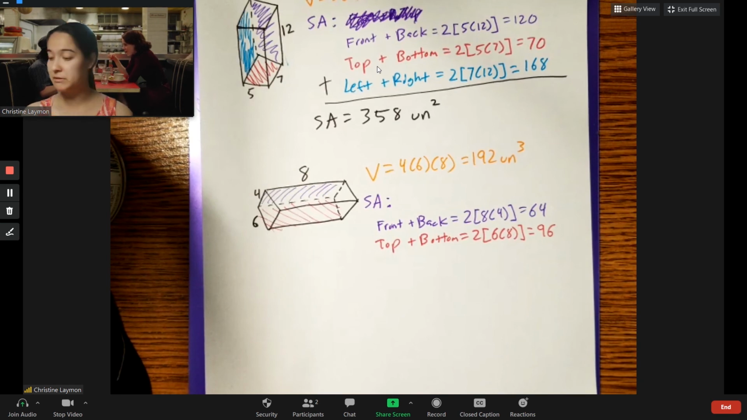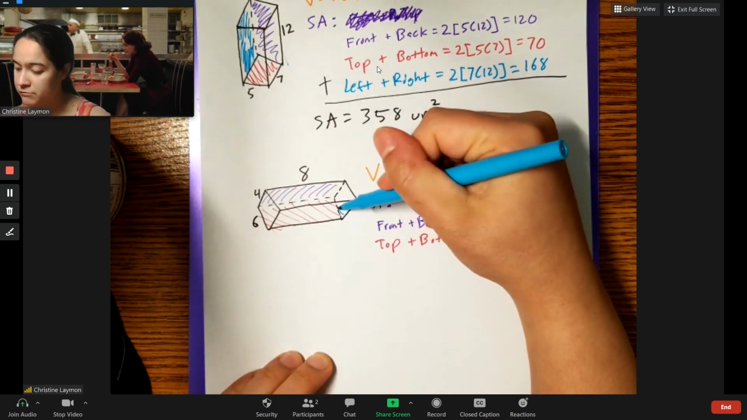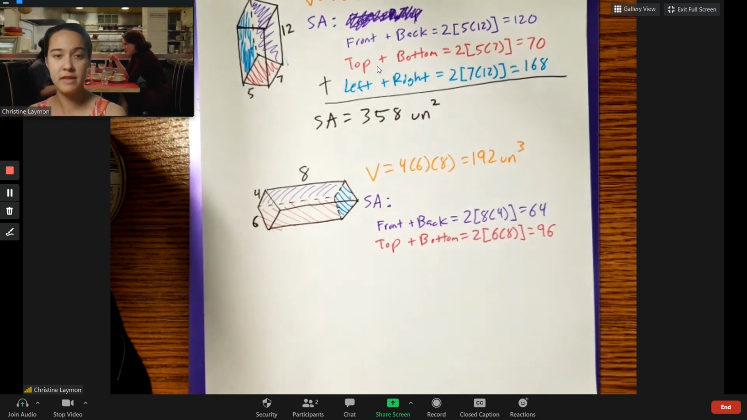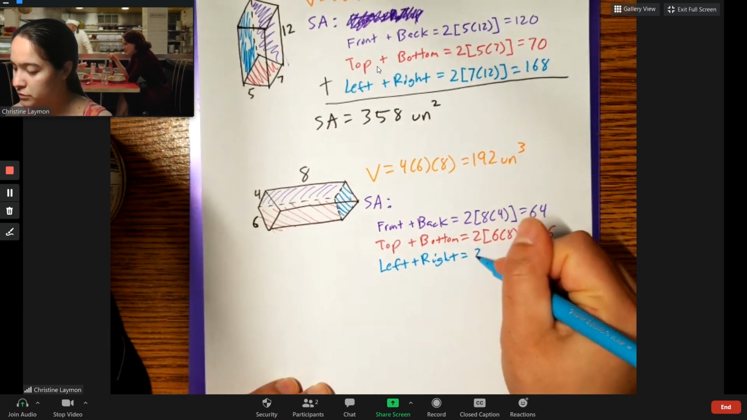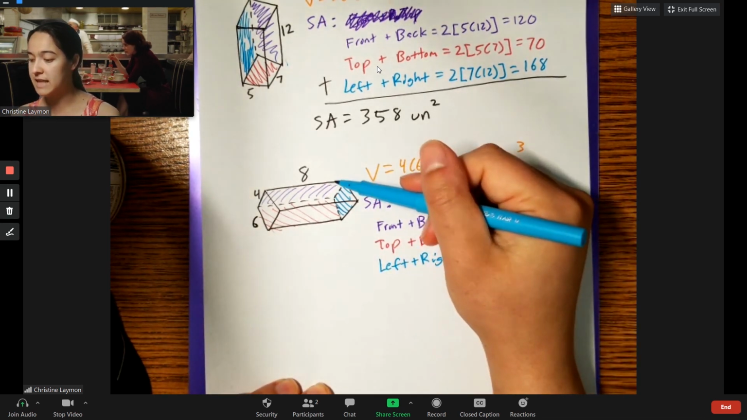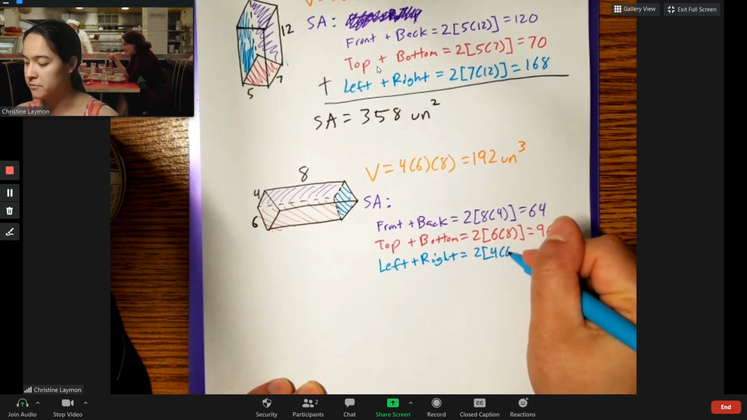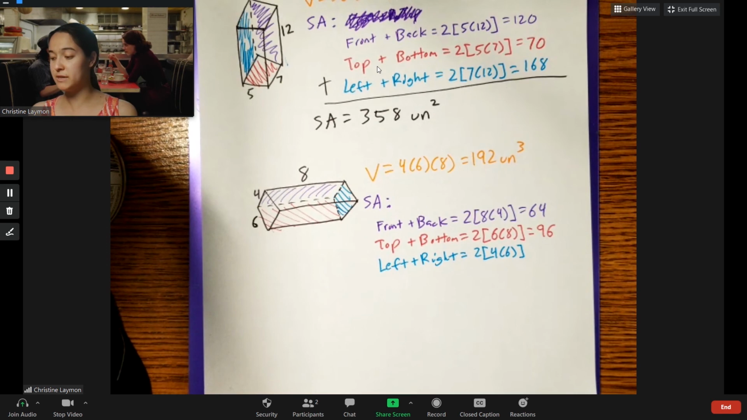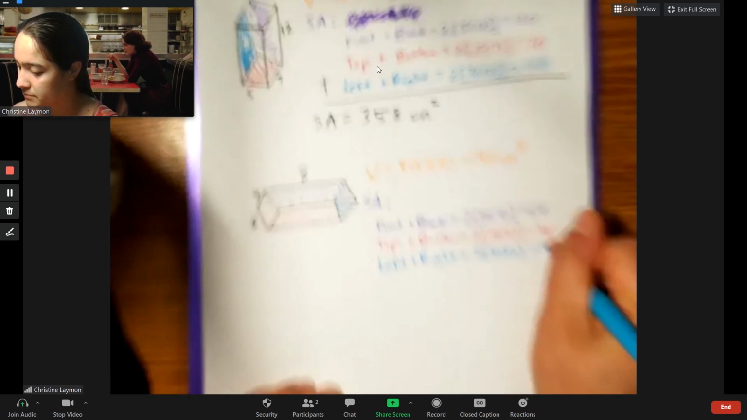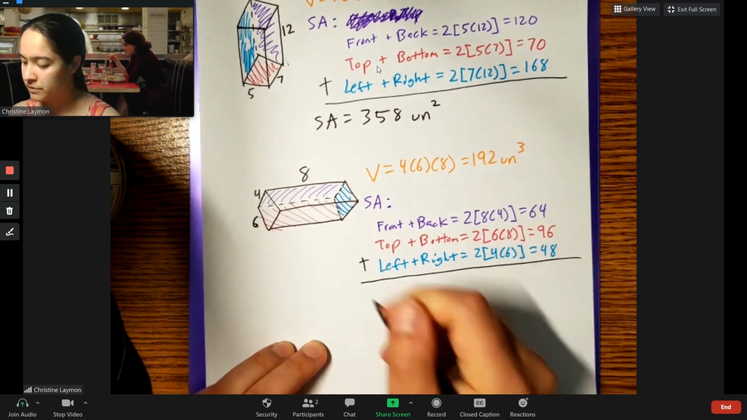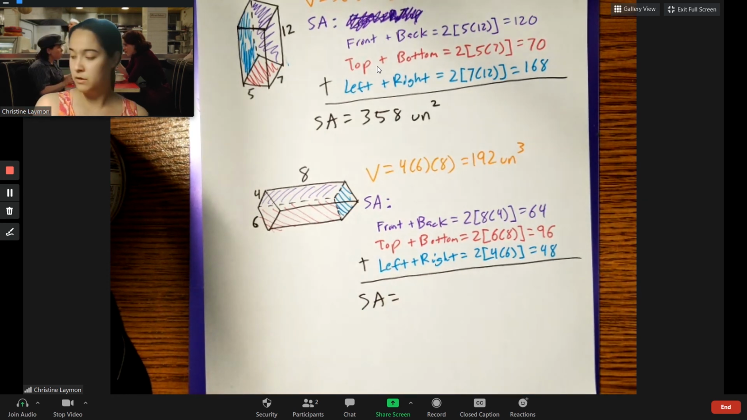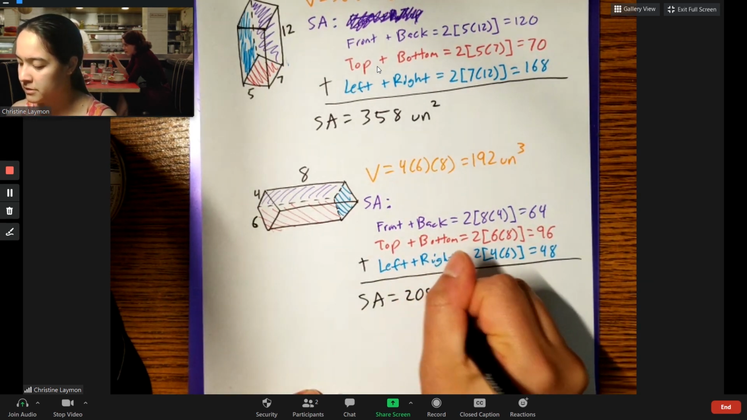And lastly, let's go ahead and do left and right. I'm going to go ahead and use this portion here as representative of my right, that portion over there. So left plus right equals 2 times, and again, this dimension here is that 4 by 6. So 2 times 4 by 6. Well, 2 times 4 is 8. 6 times 8 is 48. And to find that surface area, go ahead and add them all together. So surface area equals, we have 64 plus 96 plus 48. We get out 208. So 208 units squared.